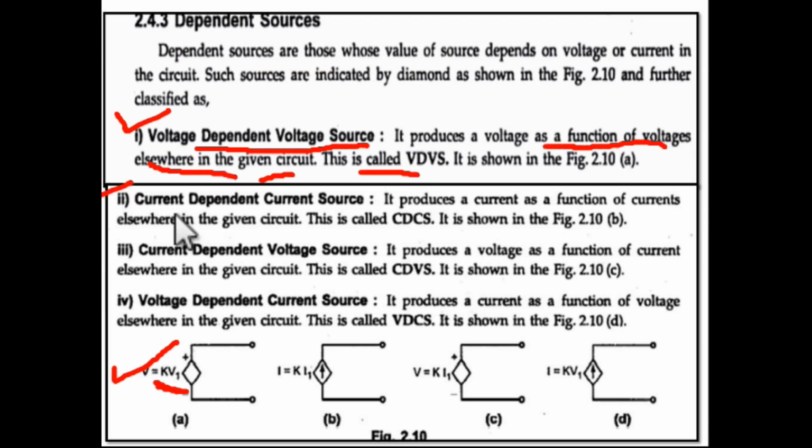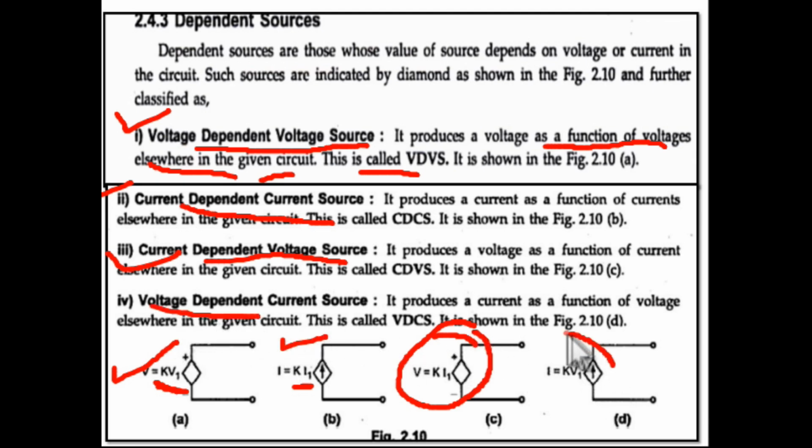The second one, you can see over here, is the current dependent current source. It is also of diamond shape, and the factor it depends upon is kI1. So it will be called current dependent current source. The third one is current dependent voltage source. And the fourth one is voltage dependent current source. So these are the factors on which the values are dependent.